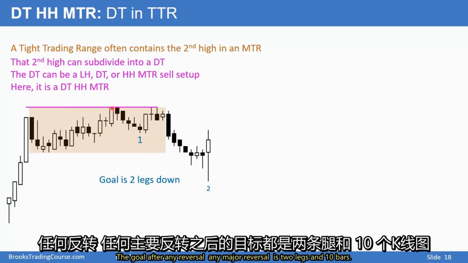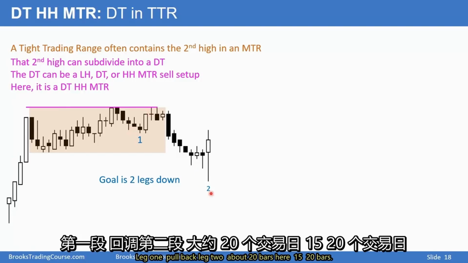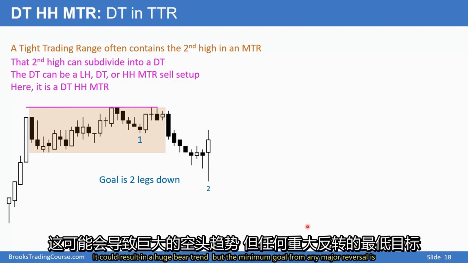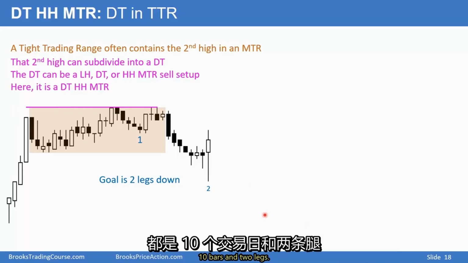The goal after any major reversal is 2 legs and 10 bars, minimum goal. Leg 1, pullback, leg 2, about 20 bars here, 15, 20 bars. That's the minimum goal. It could result in a huge bear trend, but the minimum goal from any major reversal is 10 bars and 2 legs.